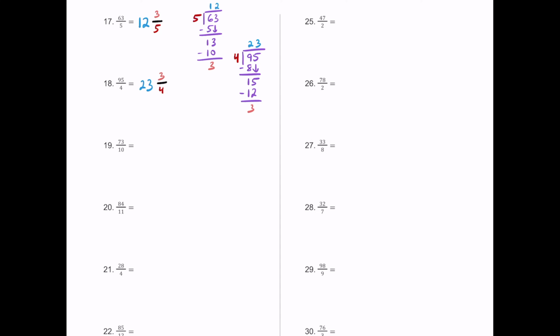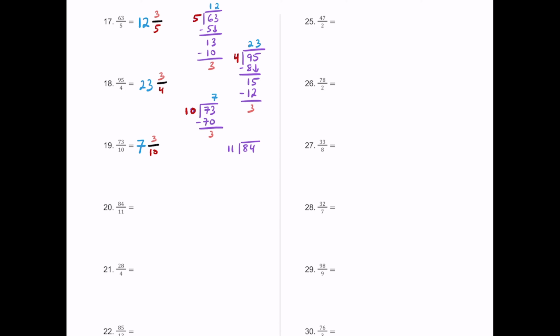For 19, we have 73 tenths. Okay, this division shouldn't be too bad. 73 divided by 10. 10 is going to fit into 73 7 times. 7 times 10 is going to be 70, and the remainder here is going to be 3. So keep in mind we're dividing into 10 parts here, so it's going to be 7 wholes, okay? And then we're going to have 3 tenths as the remainder, so put 3 on top of the 10, just like that, okay?